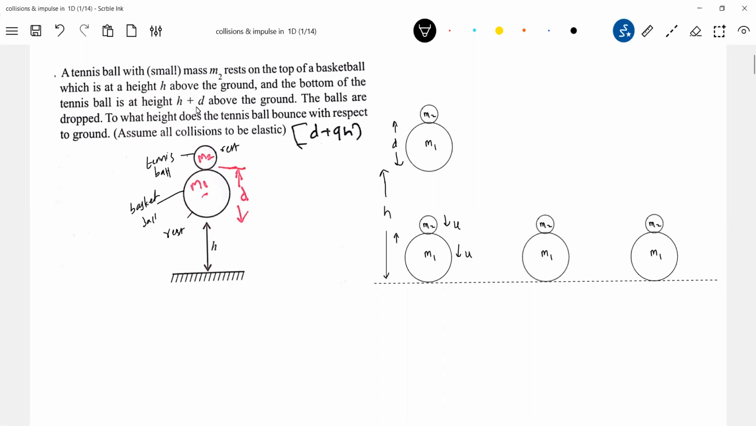What is the height descended by the tennis ball also? It should be H. Look at the geometry. Okay, fine. So both will have the same speed, so let it be root 2gh. Now the collision will occur. How to analyze this one?